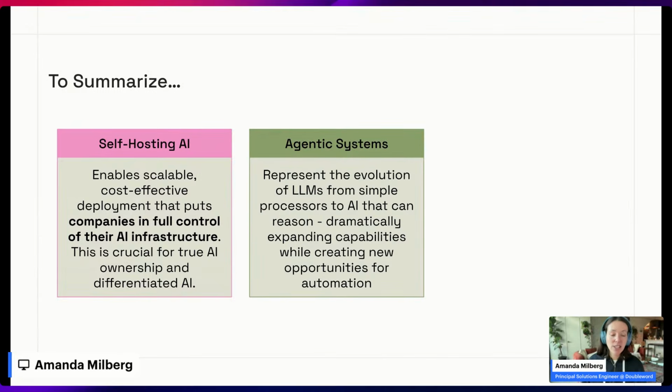The second is talking about agentic systems. So we spoke about what agents are, what MCPs are, and what agentic systems are doing is showing the evolution of LLMs as simple processors to AI that can reason. And that really creates new opportunities for automation, right?